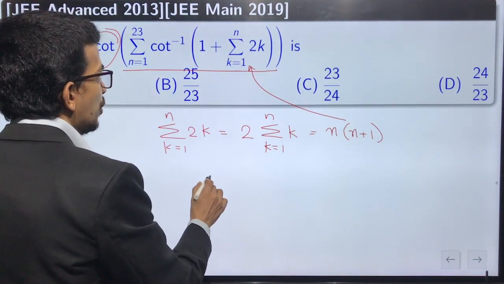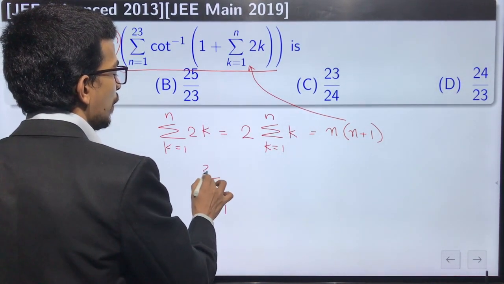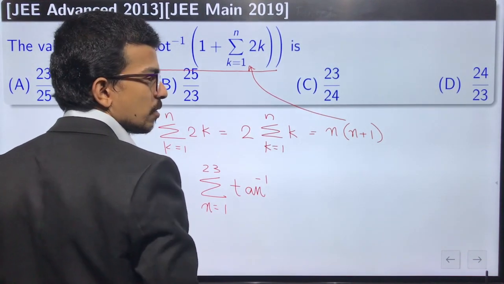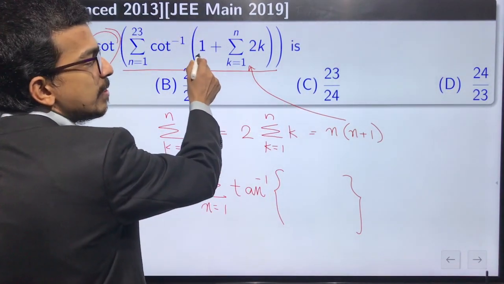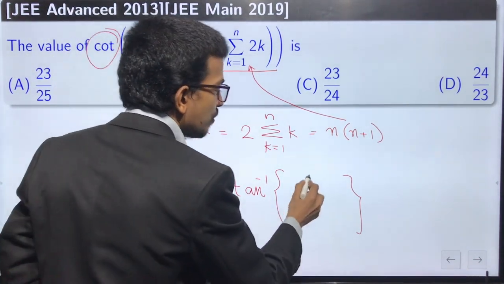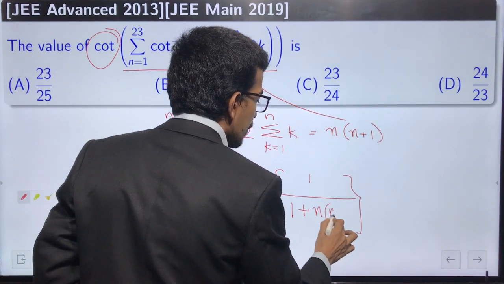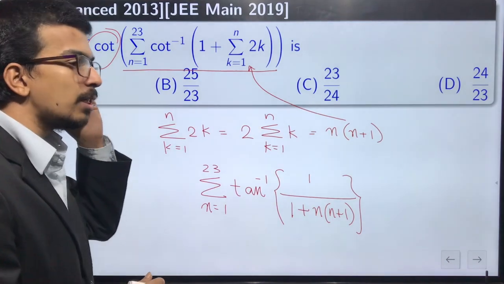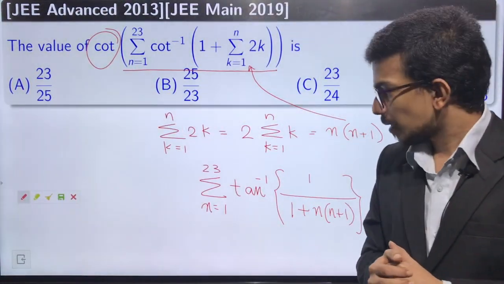So this is going to be sigma n is equal to 1 to 23. See, I am replacing cot inverse with tan inverse. So tan inverse of, originally we have 1 plus n into n plus 1. So when I replace cot inverse with tan inverse, it is going to become 1 by 1 plus n into n plus 1. Of course, let's forget about the cot which is lying outside for the time being, right?